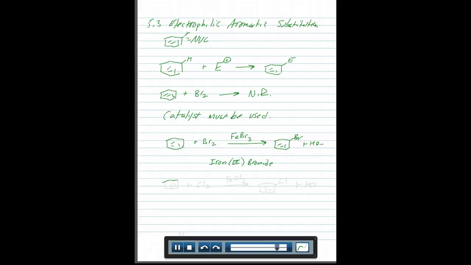If you want to use chlorine, you can use chlorine, but you use the iron chloride equivalent. There are ways to put iodine on. We're not going to talk about them. You don't really need to use that strong of a catalyst. This is actually a pretty strong catalyst, but we're not going to talk too much about iodine. Okay? So that is electrophilic aromatic substitution by putting on a halogen.